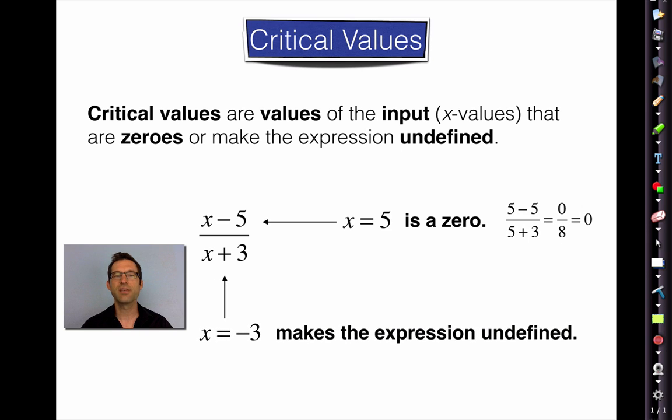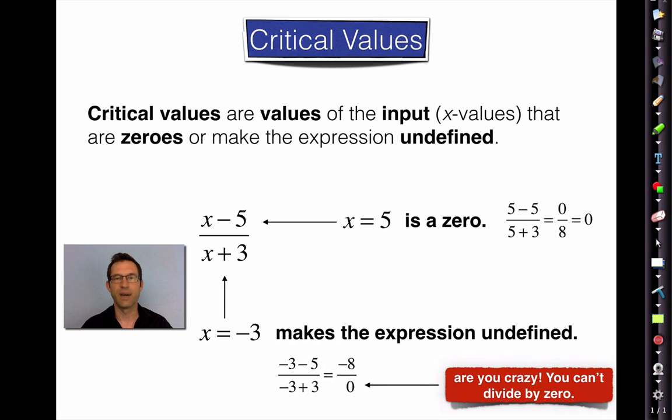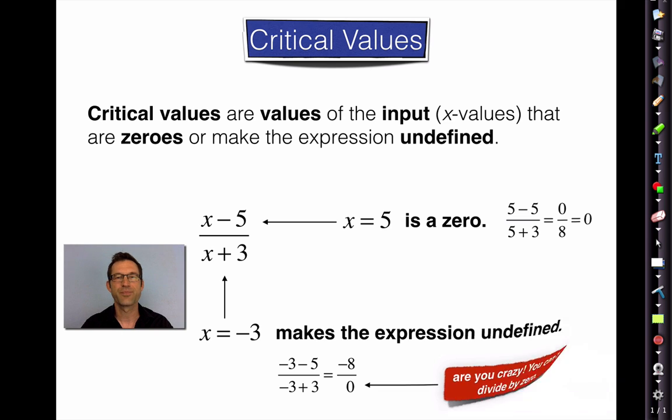On the other hand, x equals negative 3 made the expression undefined, because when we substituted it in, we got negative 8 divided by 0, which is a problem. You can't divide by 0. You'd be crazy to try to divide by 0. So the point here is that 5 and negative 3 are both critical values of this rational expression. And critical values are going to, pun intended, play a very critical role in solving rational inequalities. So let's take a look at how these things work.